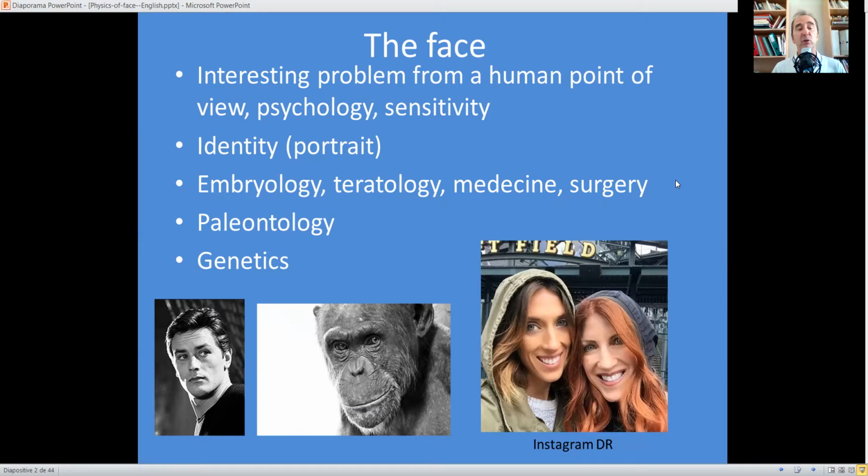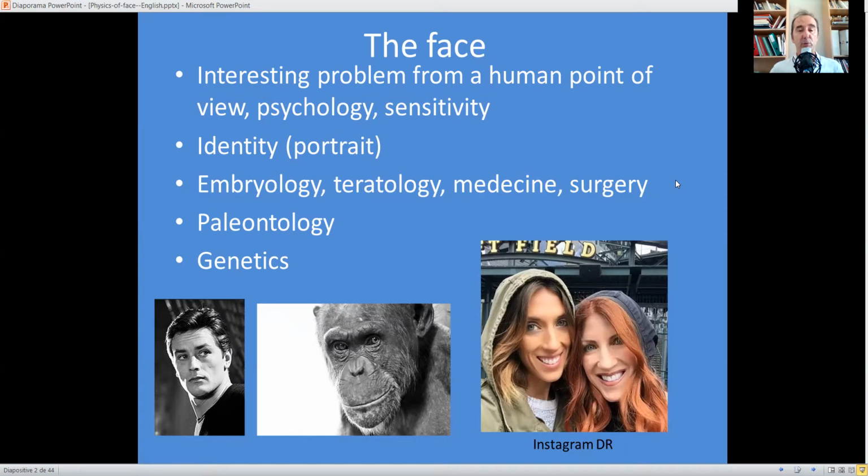Now, it raises interesting questions in embryology. How does a face form in an embryo? And that may lead to teratology questions, babies which might be born with malformations of the face. And that will take you, or might take you, to medicine and surgery, because if you want to reconstruct the face, either because of a newborn malformation or because of an accident, then likely you will be interested in knowing very precisely how the face is structured.